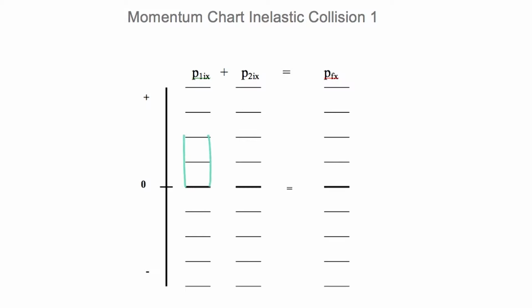Let's fill out a momentum chart. In this first demonstration, carts 1 and 2 had the same mass and equal and opposite velocities. We'll give cart 1 2 blocks of positive momentum, which means cart 2 gets 2 blocks of negative momentum. After the collision, both carts were stopped, so they had no momentum. It's easy to see that momentum was constant in this collision.